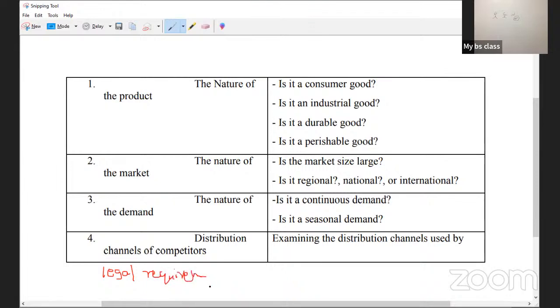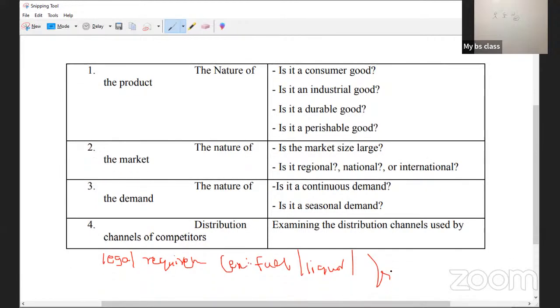Legal requirements. Example, fuel, liquor, and there are special licenses to be obtained, and also something like that even for medicine as well, right? You need to have a special permit.